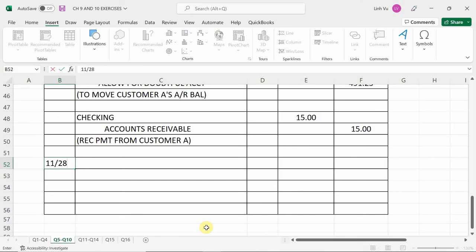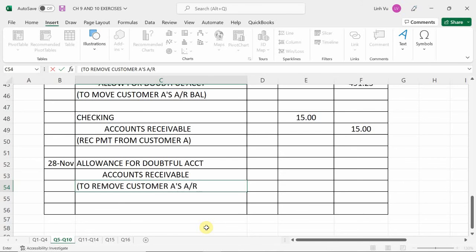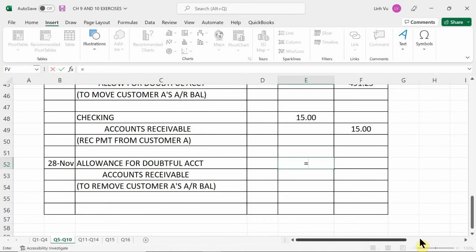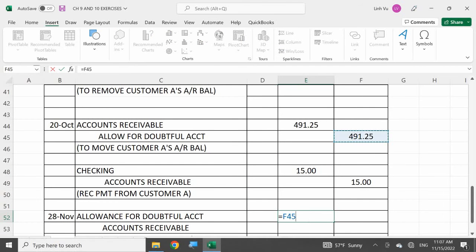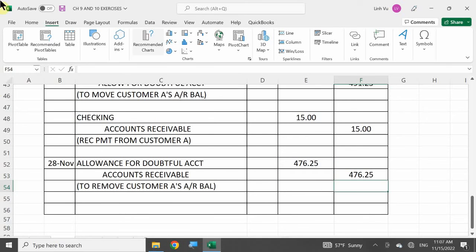So in this case, November 28, we already know we're going to put the account balance back in the allowance for doubtful accounts, which is going to remove from the accounts receivable, to remove customer A's accounts receivable balance. It was $491.25, but we end up making another payment of $15. So right now, she owed me $476.25.